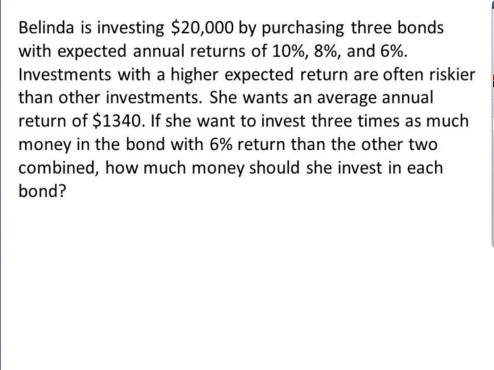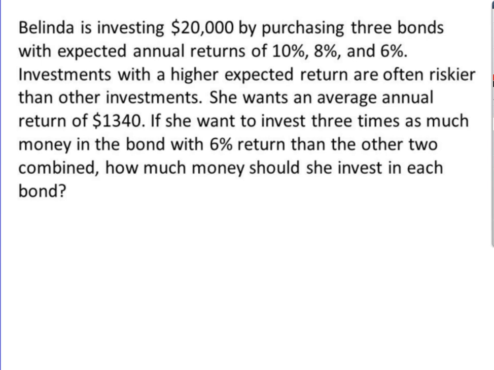If we take a look at this word problem, Belinda is investing $20,000 by purchasing 3 bonds with expected annual returns of 10%, 8%, and 6%. Investments with higher expected returns often are riskier than other investments. She wants an average annual return of $1,340. If she wants to invest 3 times as much money in bonds with a 6% return as the other 2 combined, how much money should she invest in each bond?